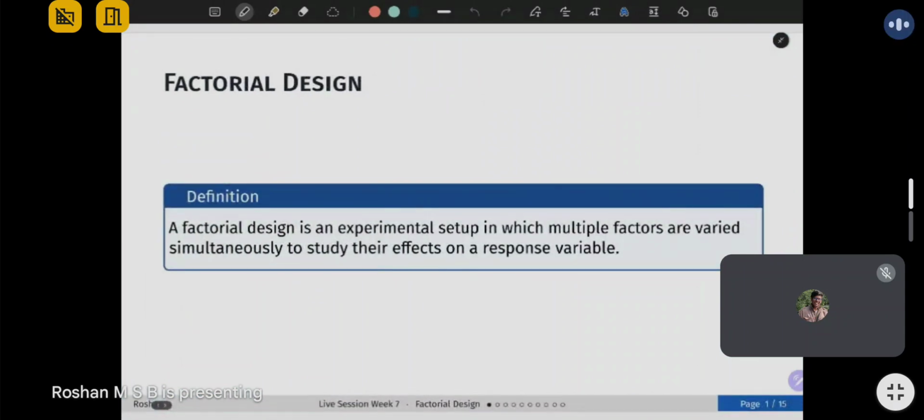Okay, so today's session will be about factorial design. Factorial design, as you all might know, is an experimental setup where there are multiple factors, each factor having different levels, and you try to modify each of those levels in a certain factor to study their effects on a certain response variable. You can think of the factors as your independent variables. The change in the independent variable leads to a change in the response variable.